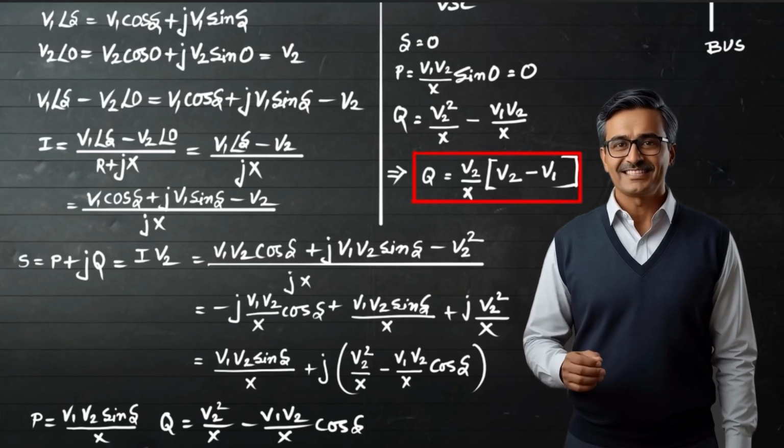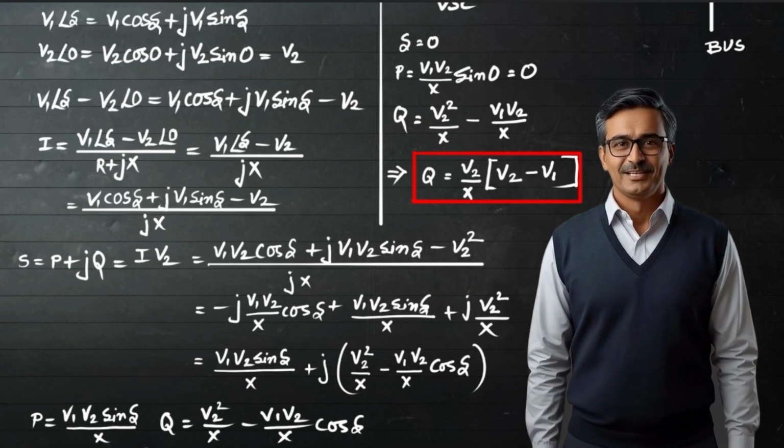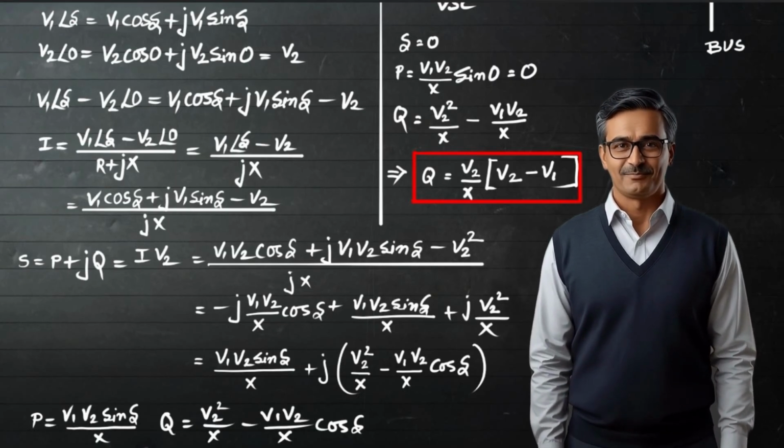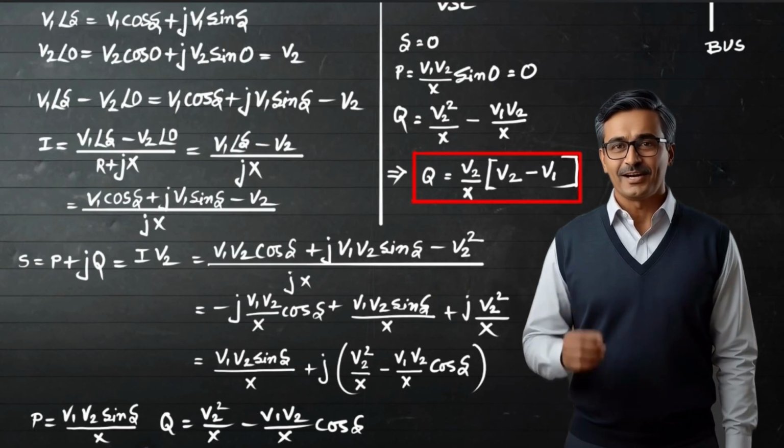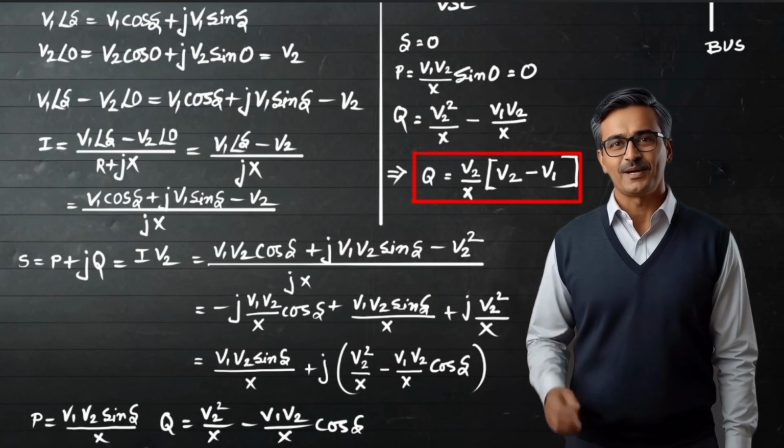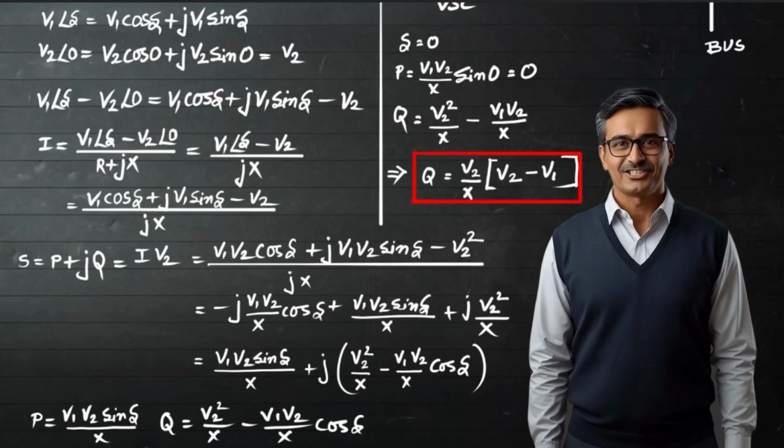If V1 is greater than V2, the STATCOM supplies reactive power to the bus. This is called capacitive mode. If V1 is less than V2, the STATCOM absorbs reactive power from the bus. This is called inductive mode. That is how a VSC-based STATCOM exchanges active and reactive power with the power system.